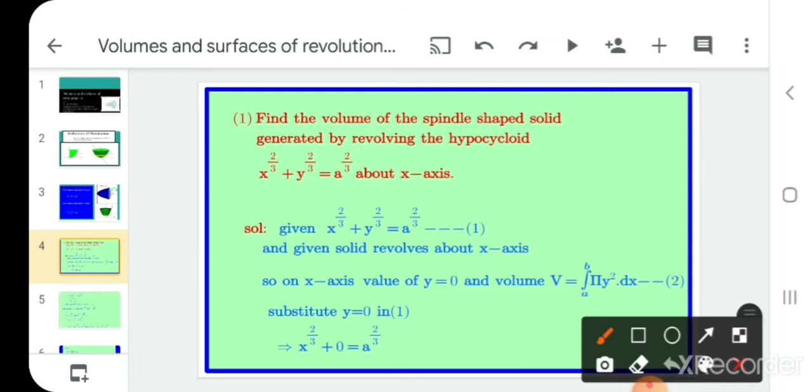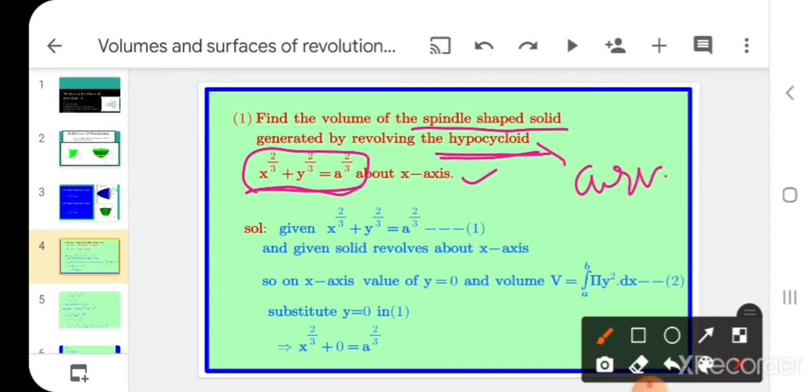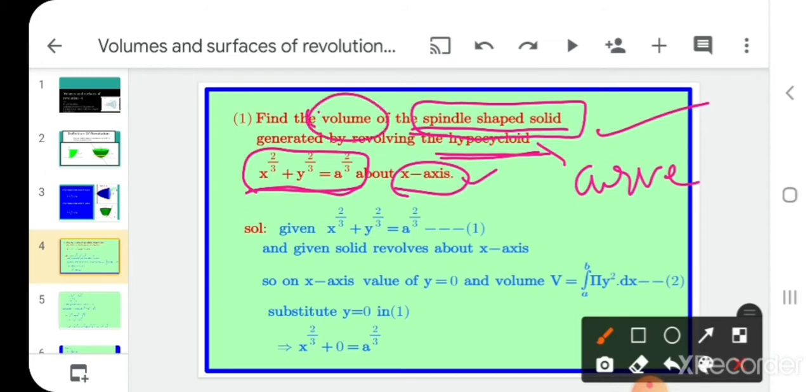Find the volume of the spindle-shaped solid generated by revolving the hypocycloid about the x-axis. What is the curve we have here? Hypocycloid. What is the equation? x power 2/3 plus y power 2/3 equals a power 2/3. This is our curve. This curve rotates about the x-axis. Then which shape do we get? A spindle-shaped solid. Here we have to find the volume of the spindle-shaped solid.